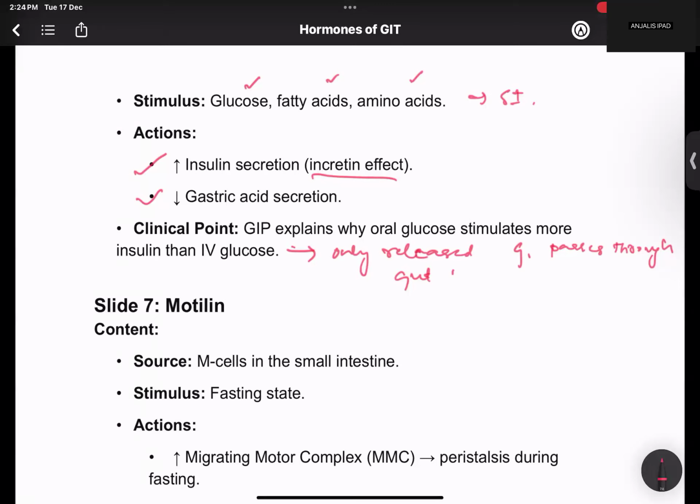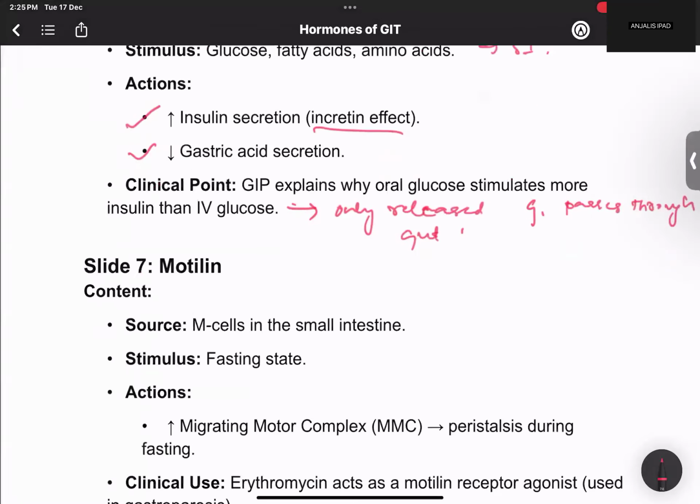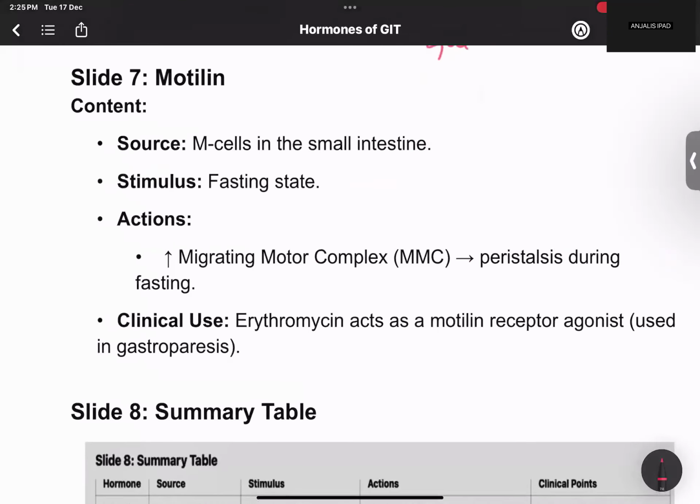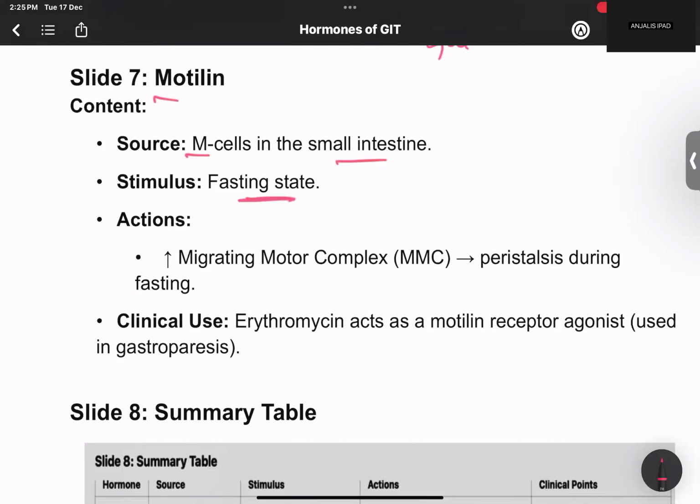Now, moving on to motilin, the next slide. So we are finishing with motilin. Motilin is secreted by M cells in the small intestine. M for motilin. Now, what is the stimulus? Motilin is usually released during the fasting state.